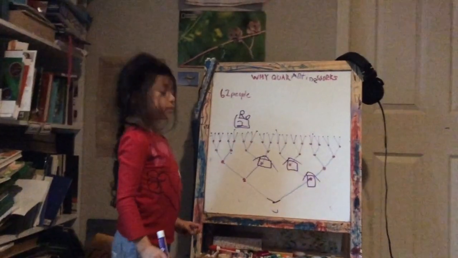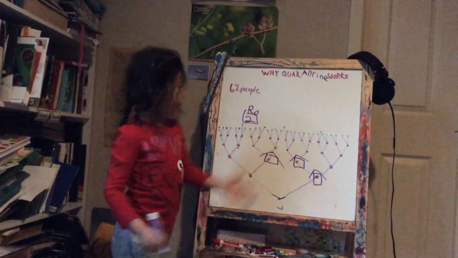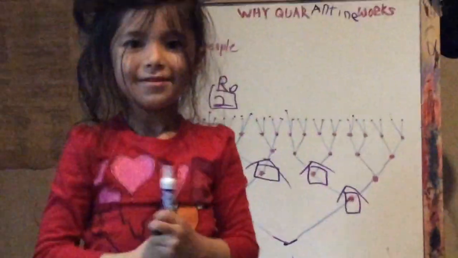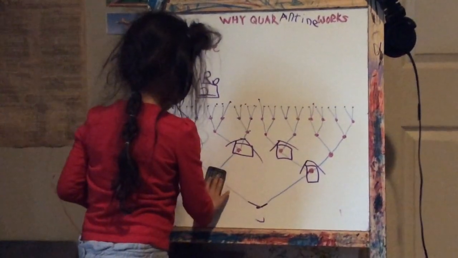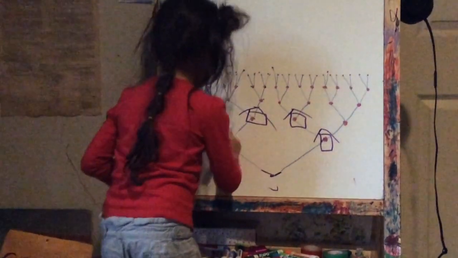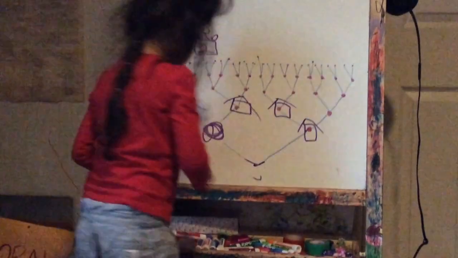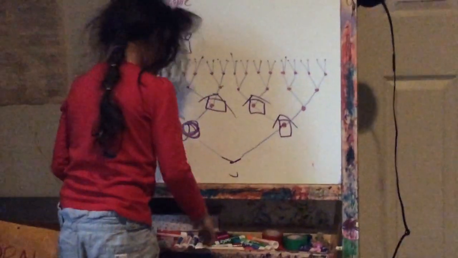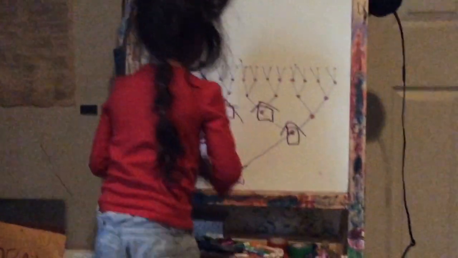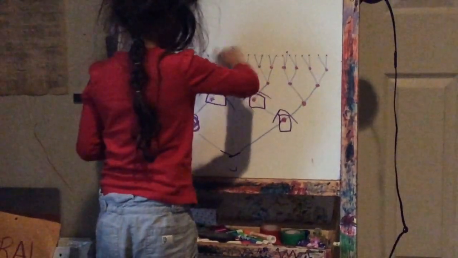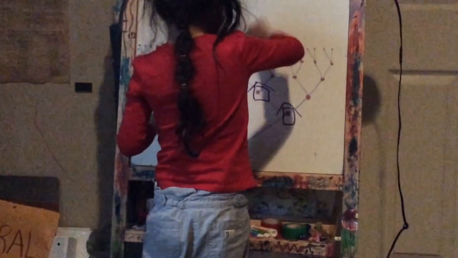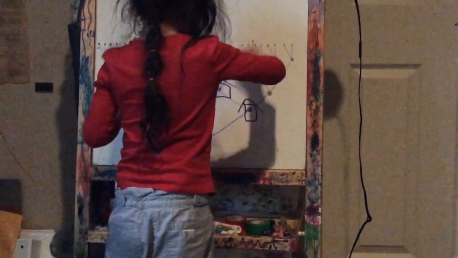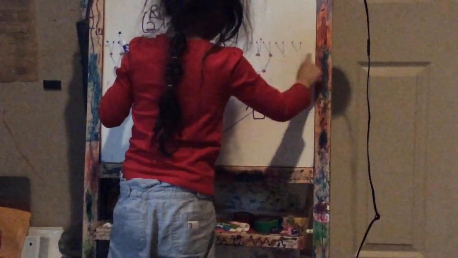So you quarantine how many people? Three. So all those people means it goes all the way down to 13. Show us, how does that happen? Oh, it goes up. So he infects this guy, and then this guy, and then this one, and this, and this, and then he infects them, and them, and these guys.